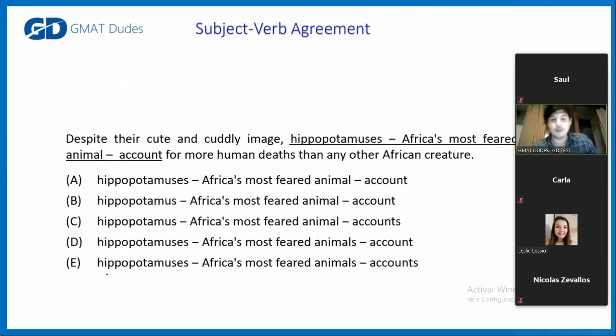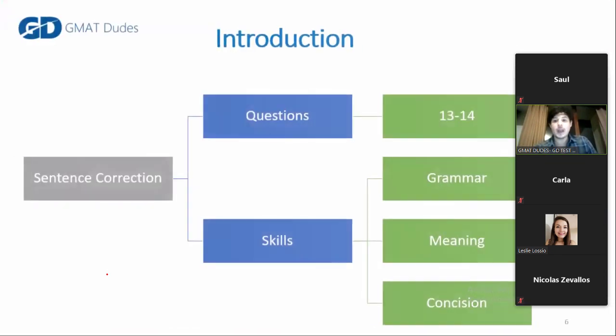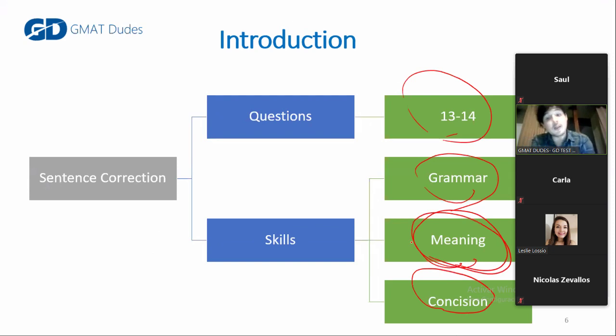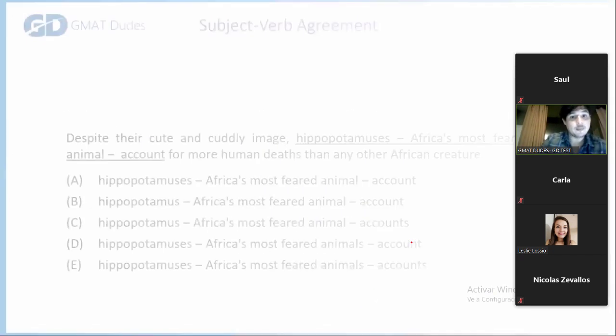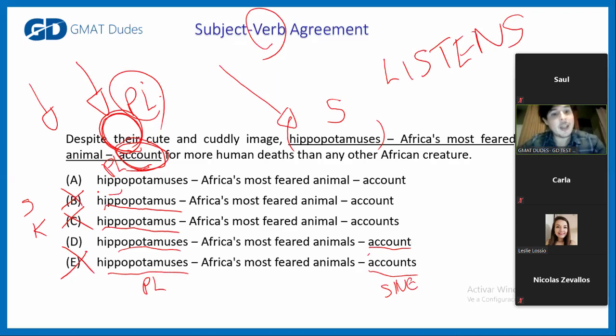You remember that before, I mentioned that in sentence correction, you have to pay attention to the meaning. In other words, the choice that you choose has to present a clear message, not a confusing message. And that is precisely the problem in choice A. They say hippopotamuses, which is plural, but then they say animal, which is singular. That's kind of confusing because hippopotamuses are not animal. They are animals. So choice A has to go again, and voila, we pick choice D.